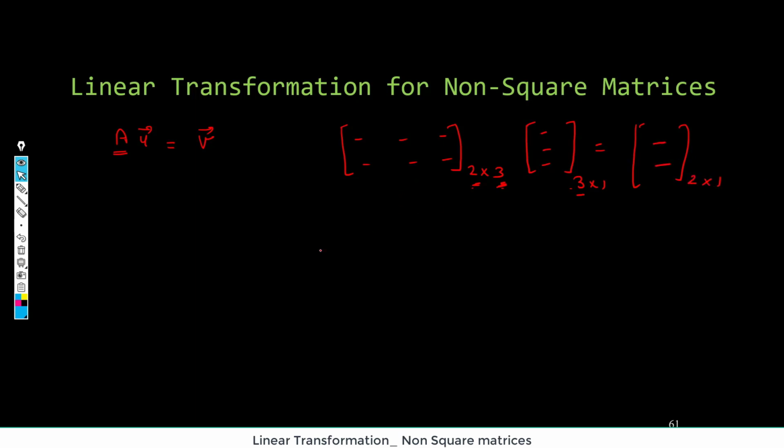So we can understand that we are starting with a 3D space and we are reaching a 2D space if we are applying a matrix of dimension 2 by 3. This we will see in an applet also.